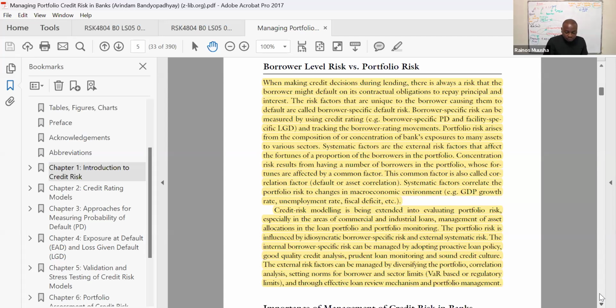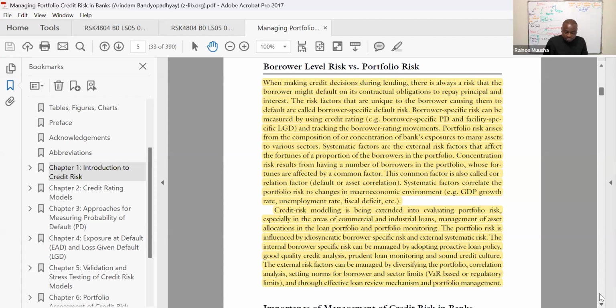So the portfolio risk is influenced by idiosyncratic borrower-specific risk and external systematic risk. The internal borrower-specific risk can be managed by adopting proactive loan policy, good quality credit analysis, prudent loan monitoring, and sound credit culture.